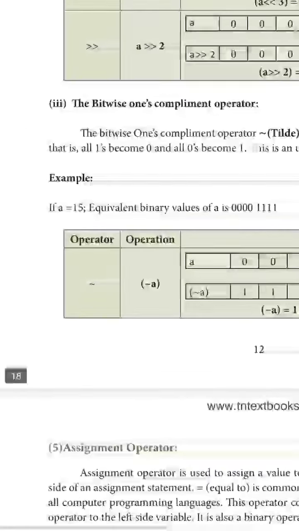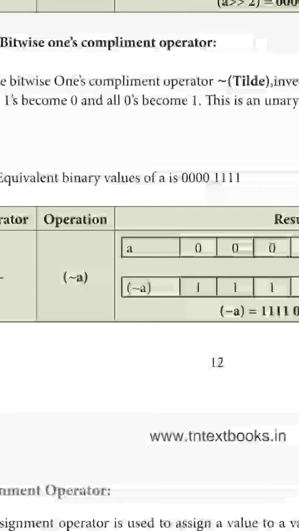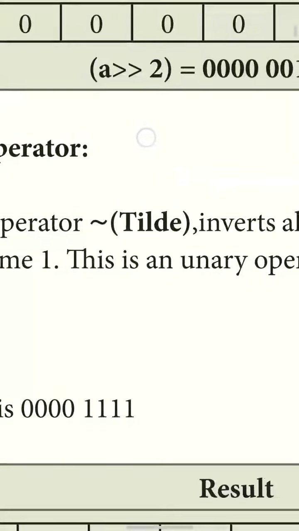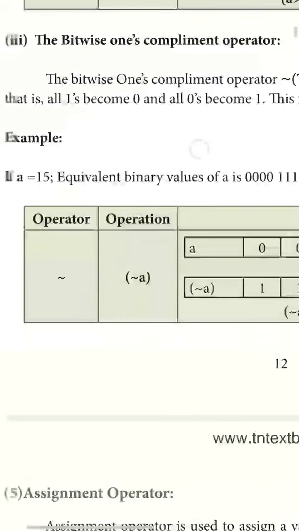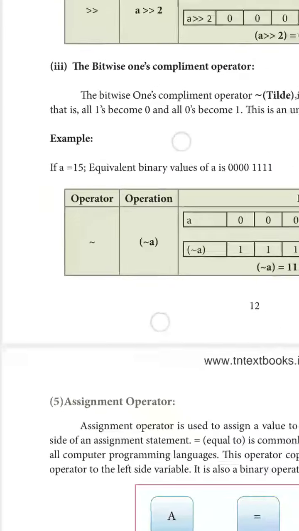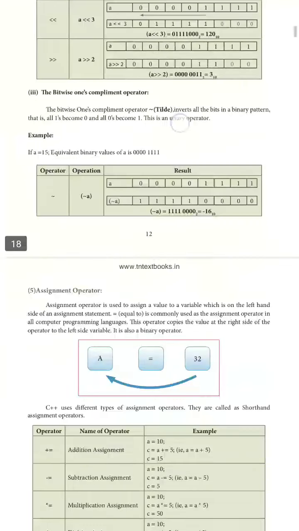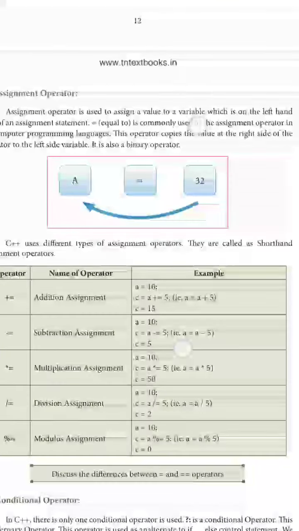The symbol used here is tilde, which inverts every zero into one and every one into zero. Okay, next is the assignment operator.